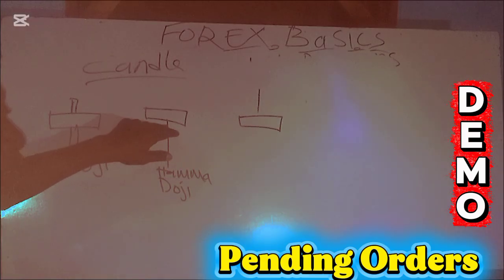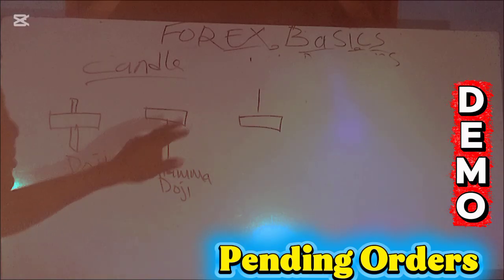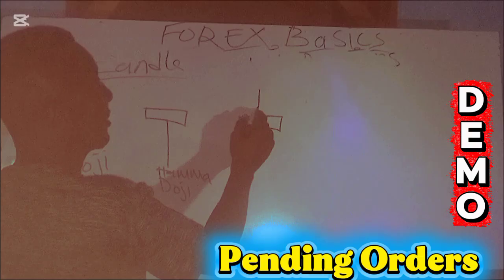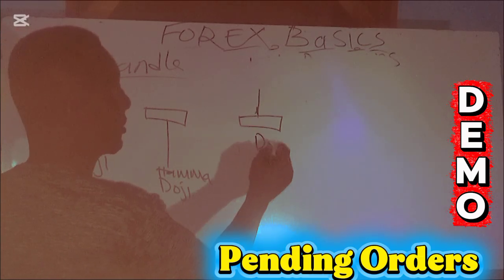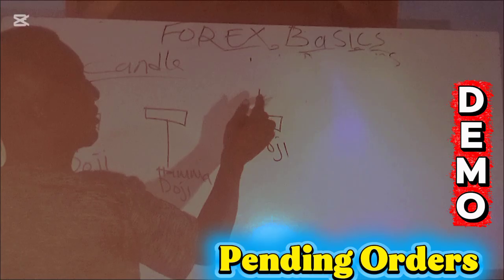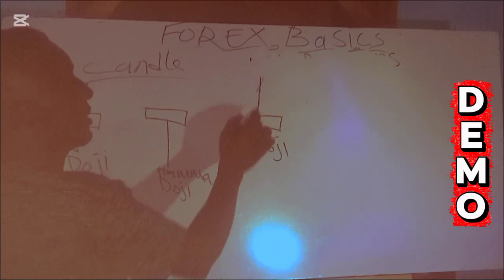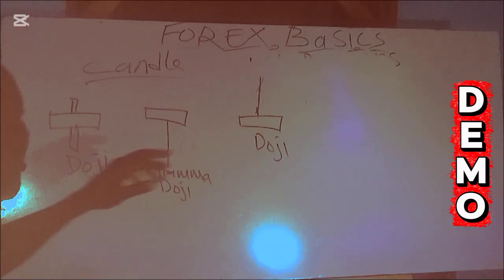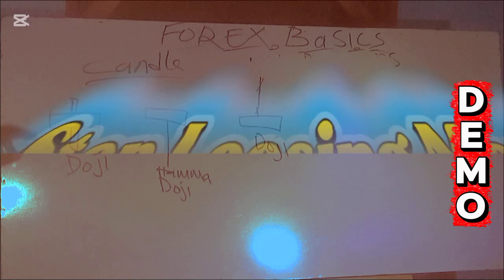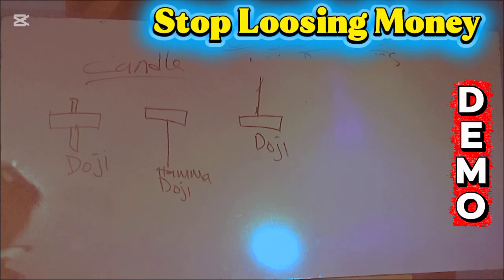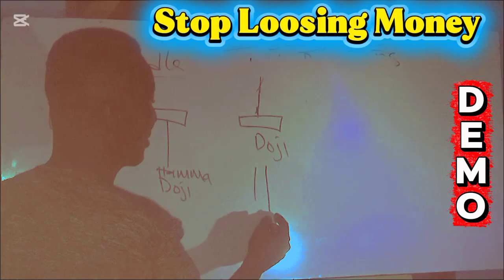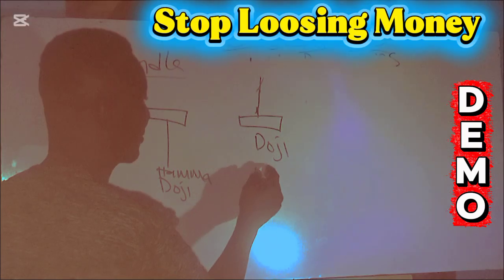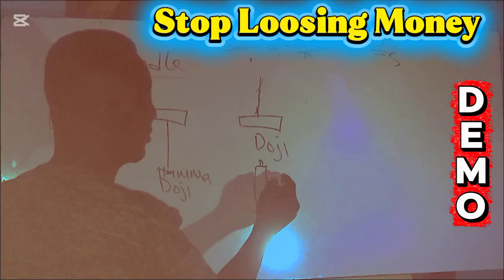When it is on the bullish side, this is the long leg hammer. It's also a doji. If it's on the longer side, it will tell you that the market is going up. These other dojis will tell you that there is a break. You understand?